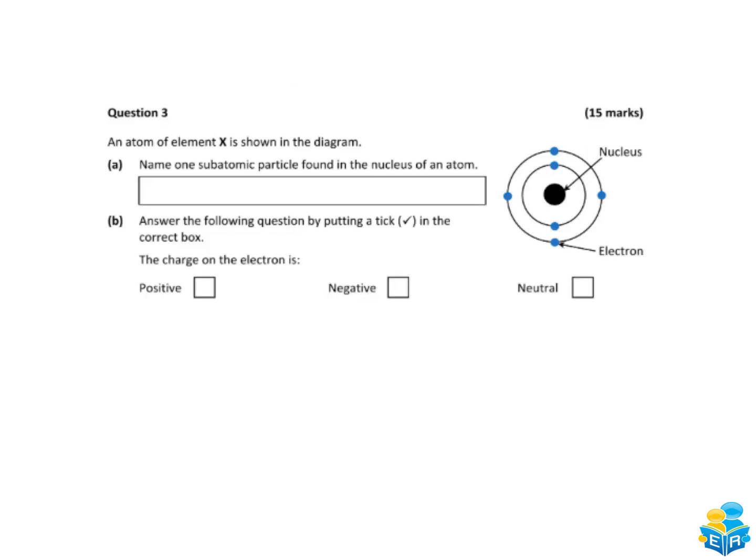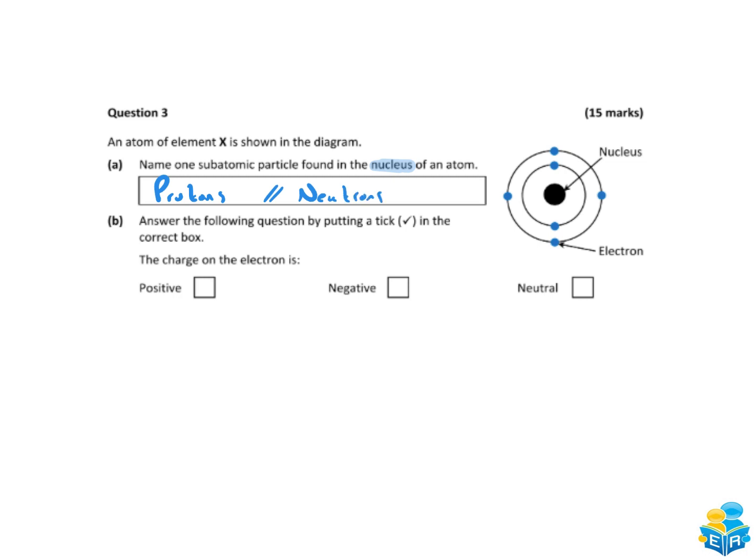So we're going to have a look at an exam question or two here now. So an atom of element X is shown in the diagram. Name one subatomic particle found in the nucleus. So that's our keyword there. It has to be found in the nucleus. That's actually eliminating electrons for us. So one of the subatomic particles will be protons. Okay, we're going to be really careful to only list one of them. We're not going to list 2, but the other one would be neutrons.